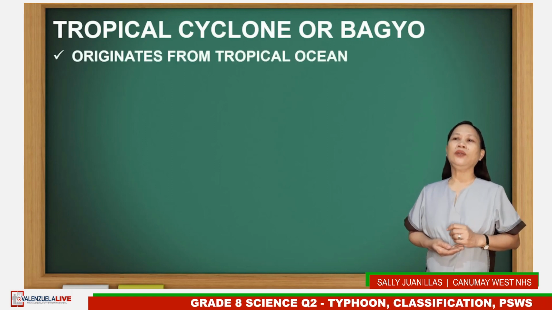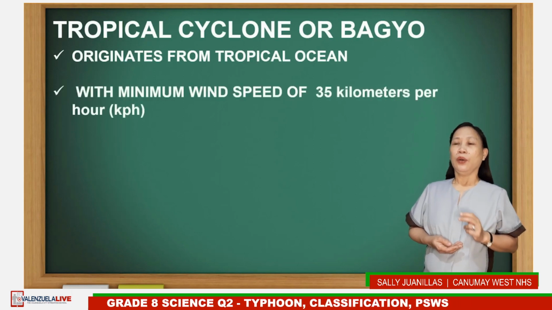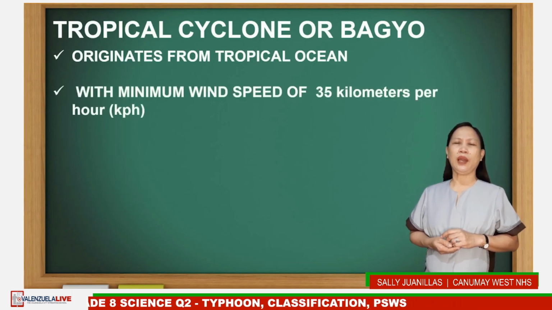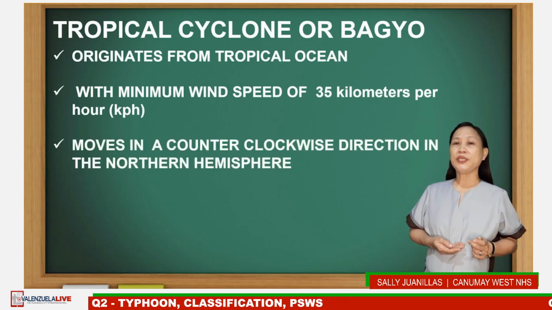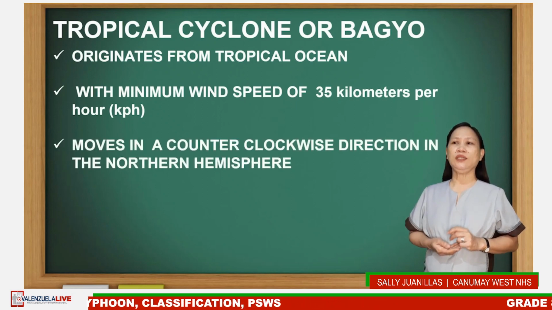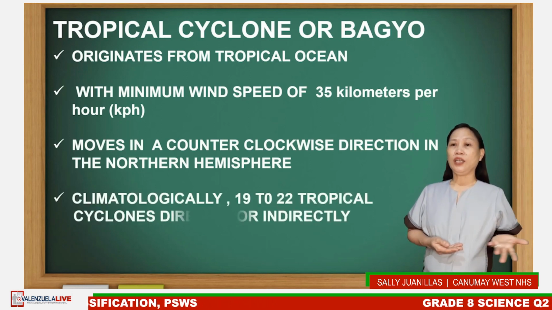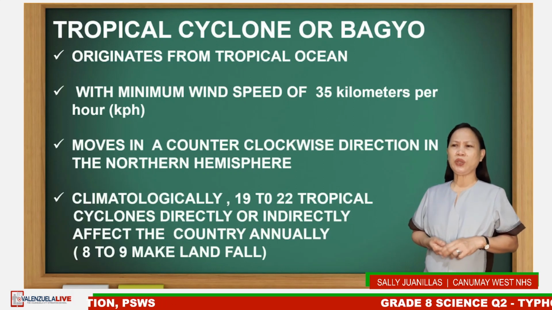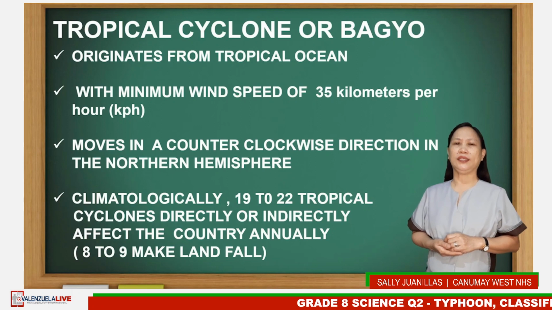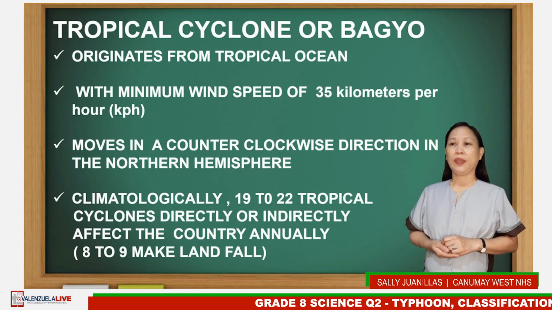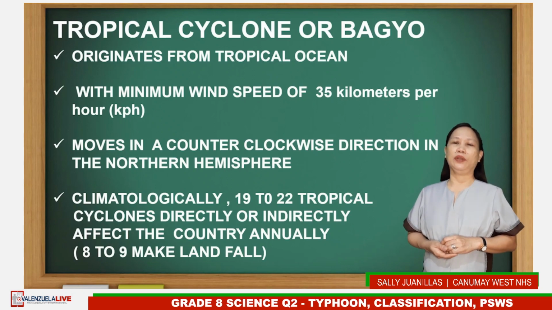1. It originates from tropical oceans. 2. It has minimum winds of 35 kilometers per hour or kph. 3. It moves in a counterclockwise direction in the northern hemisphere. Climatologically, 19 to 22 tropical cyclones directly or indirectly affect the country annually. It could be 8 to 9 that make landfall.